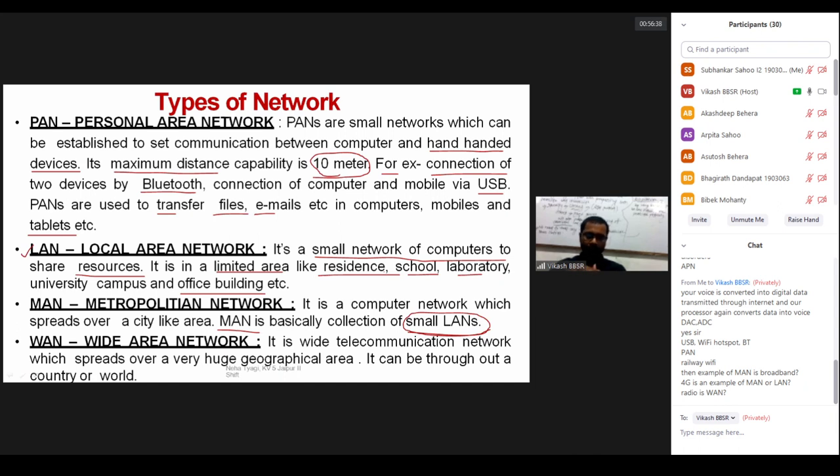Radio wave is WAN because there the radio waves are used. Generally 4G networks, telecom networks, they are using radio waves. Clear? Got the difference between these questions? Sure, this difference will also come in the exam.